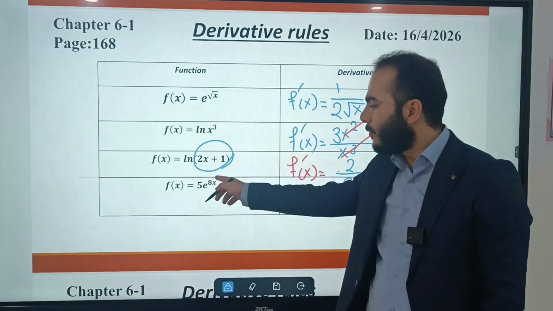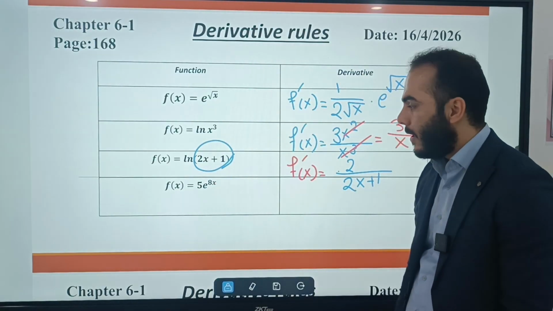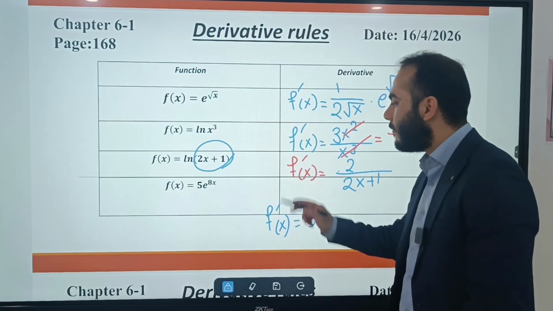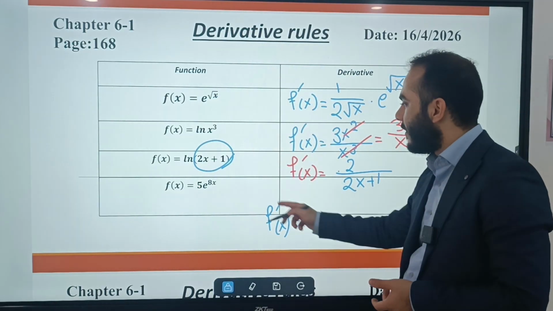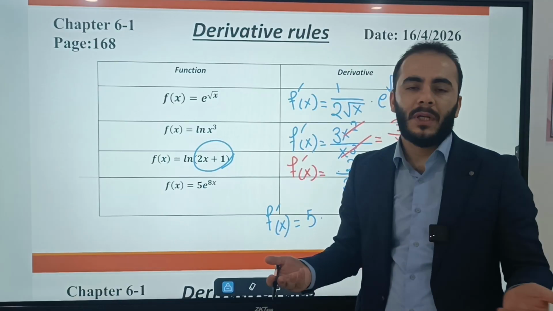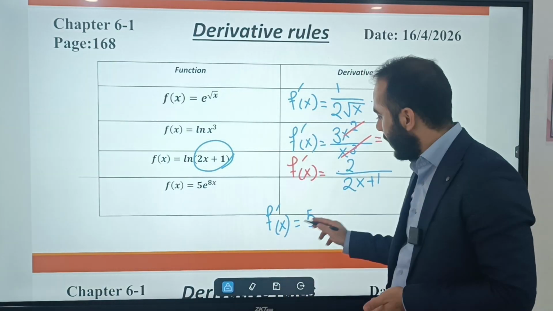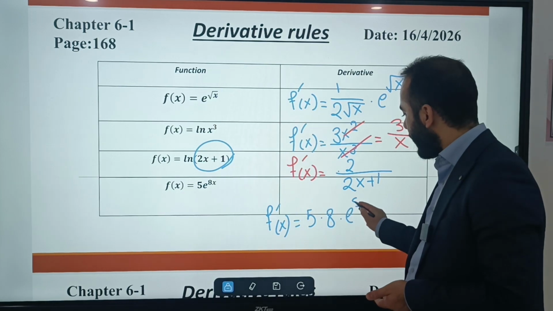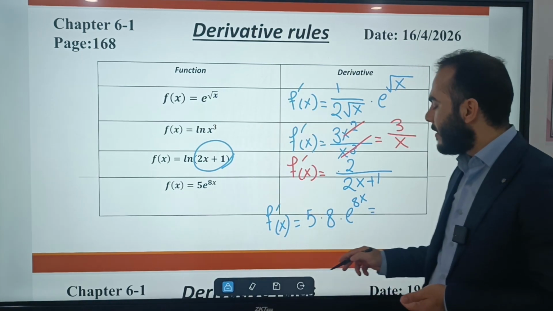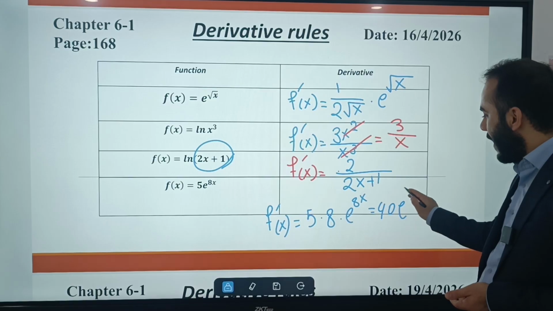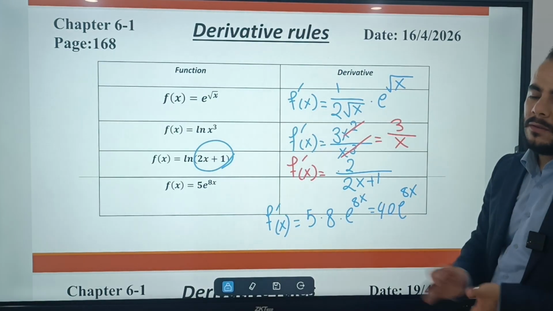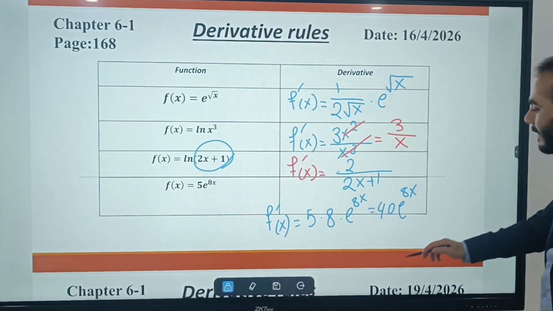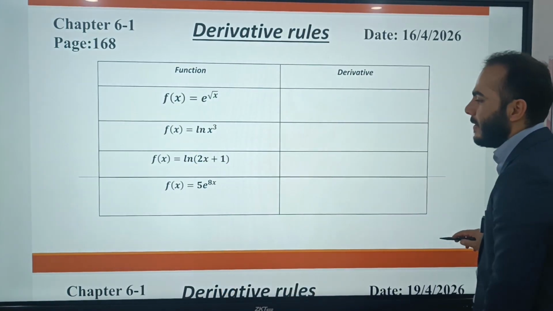And finally, f of x equals to 5e powered by 8x. Originally, there is a coefficient, which is 5. Then start the derivative. Derivative of the power is 8x. Derivative of 8x, it is 8 times the function of e powered by 8x. So 5 times 8, 40 e powered by 8x. That's it. That's all about ln and e. I hope that it is understandable and clear.